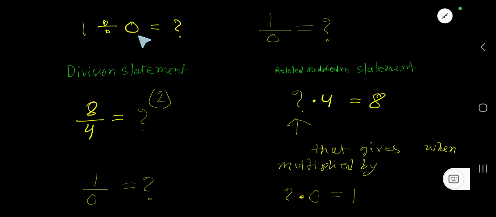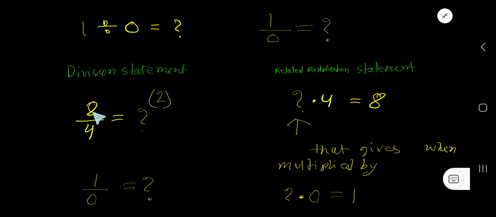1 divided by 0 equal to what? Okay, 1 divided by 0, that is we are going to divide a whole number by 0. We know that multiplication means repeated addition and division means repeated subtraction, but we can also express division in terms of multiplication using related multiplication statement.